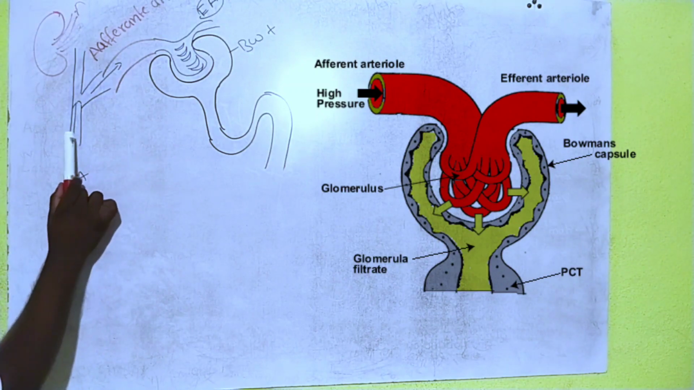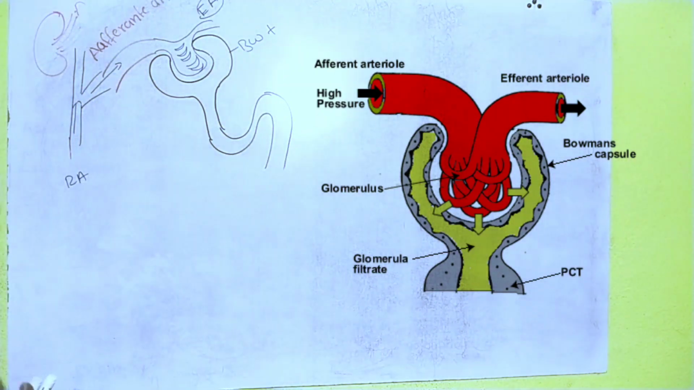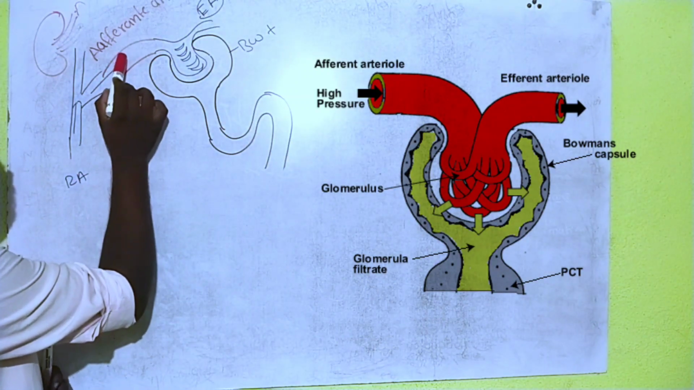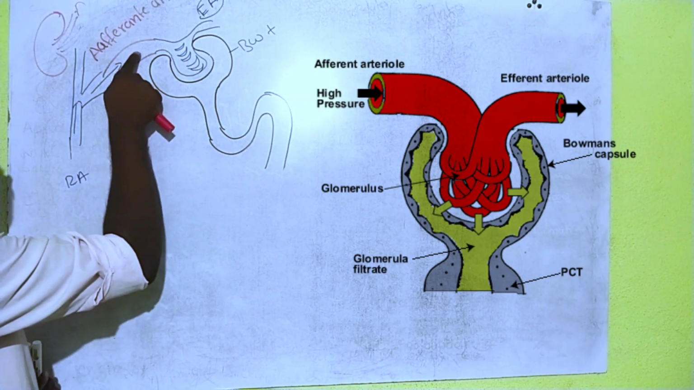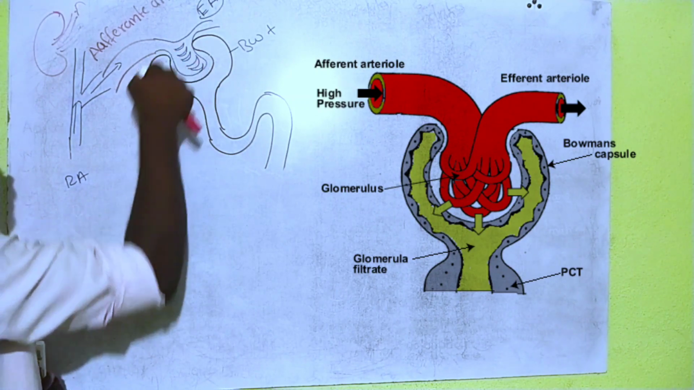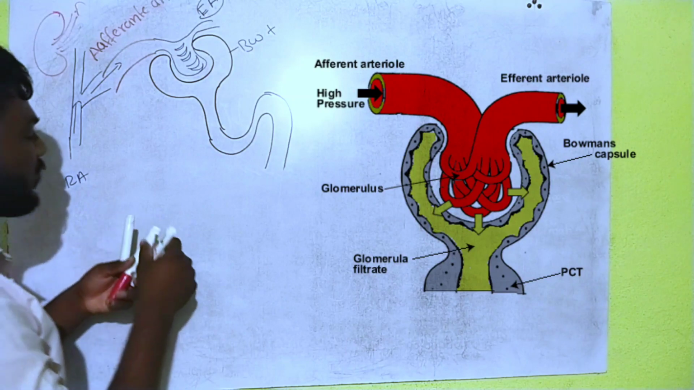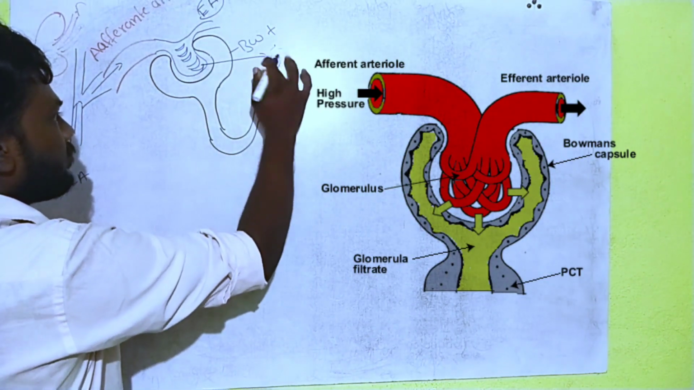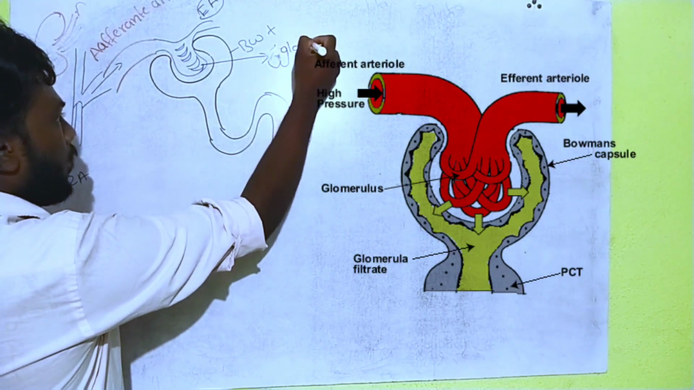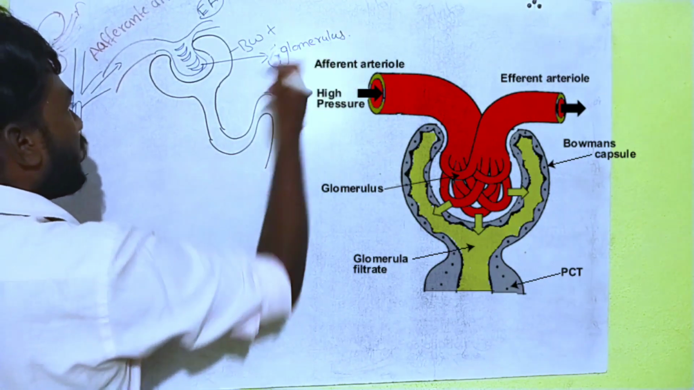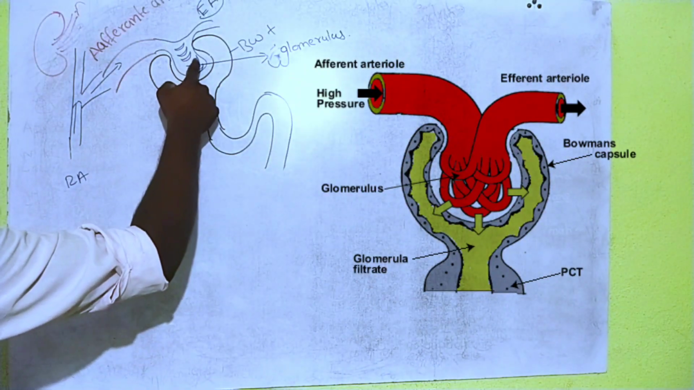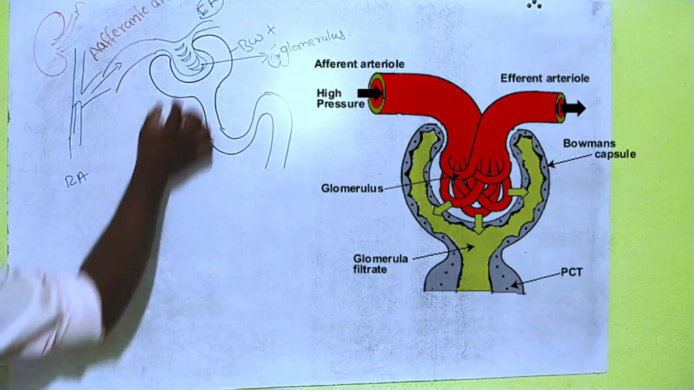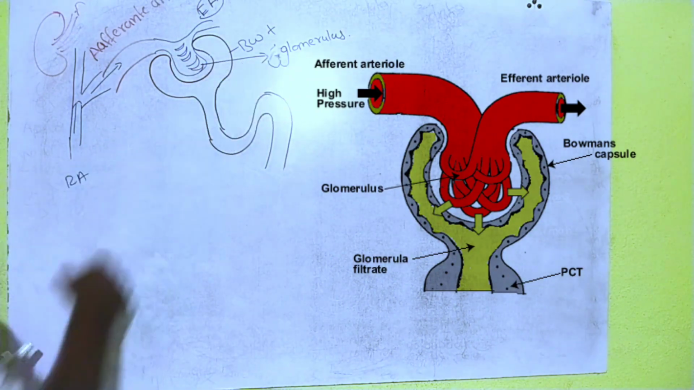Arteriole means the main artery divided into smaller branches. These branches we call arterioles. From this arteriole, the blood is passing to this bunch of capillaries. The bunch of capillaries we call the glomerulus, very easy. This glomerulus again arranges into a very small tube, that is the efferent arteriole. This bunch of capillaries we call the glomerulus.